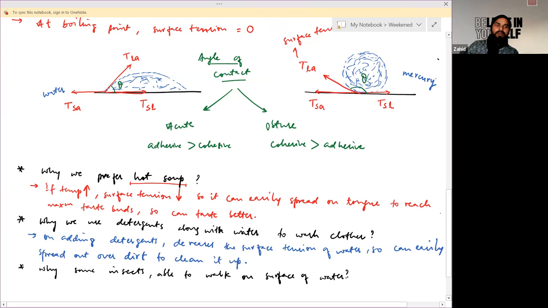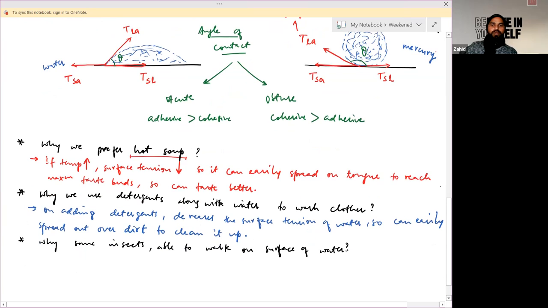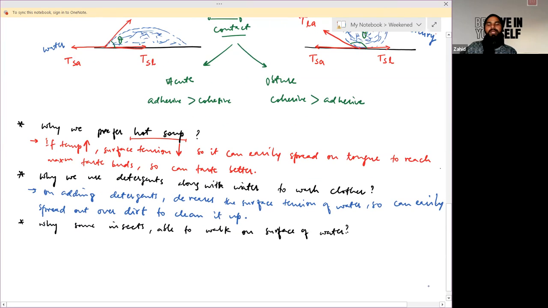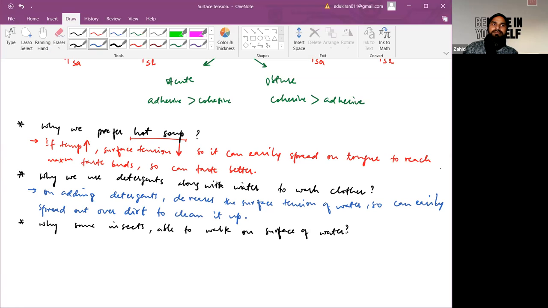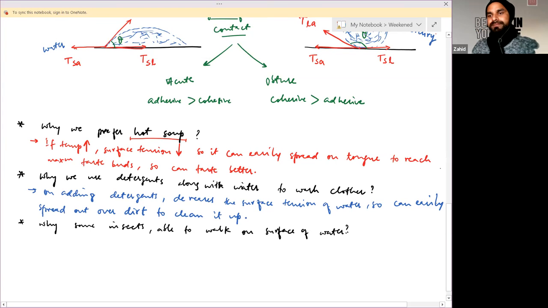Similarly, why are some insects able to walk on the surface of water? It is due to surface tension, which can balance their weight. Is it clear? Any doubt? Okay, just write it down.